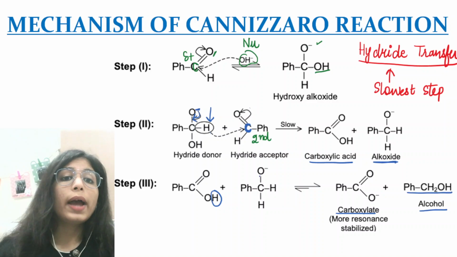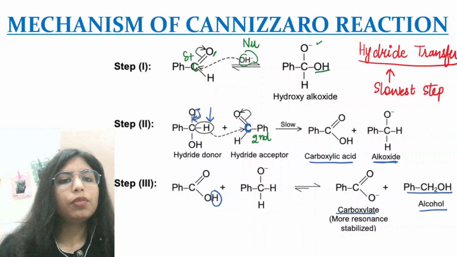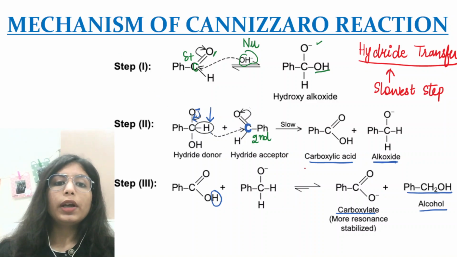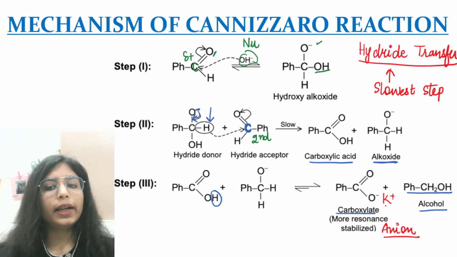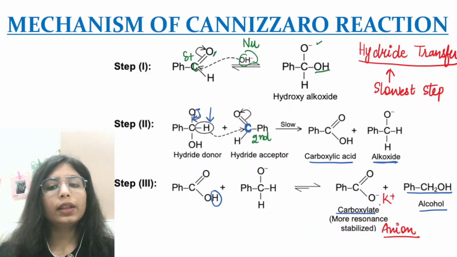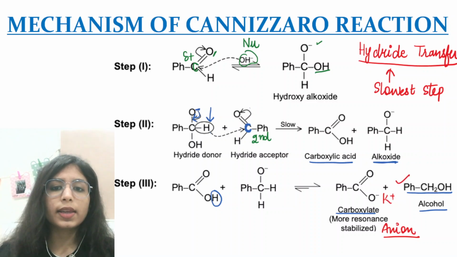So now I think you would be able to understand why we were getting the sodium or the potassium salt of the carboxylic acid, because we know that this exists as an anion. To make this anion a neutral molecule, the positive part of the base that we were taking was getting attached to it, and therefore we were getting the sodium or the potassium salt of the carboxylic acid, and additionally we were getting the reduced product, which is alcohol in this case.